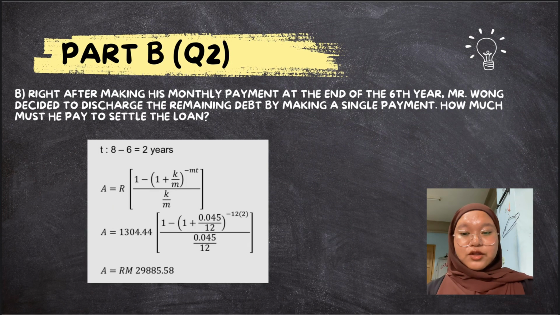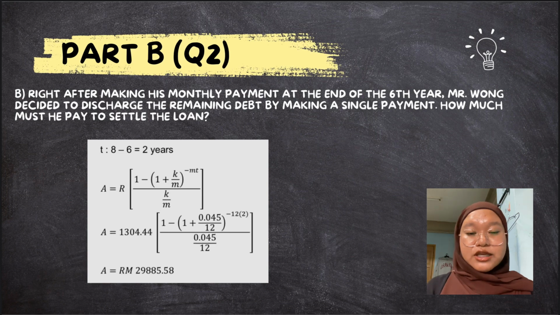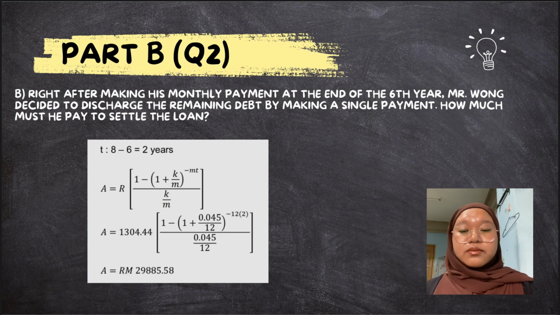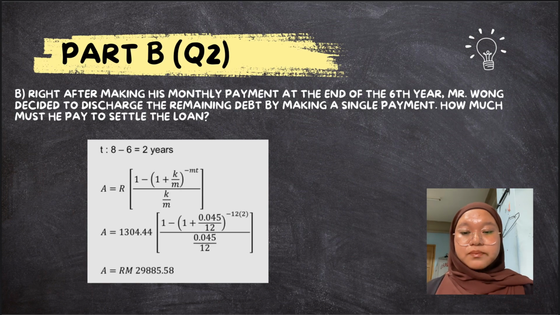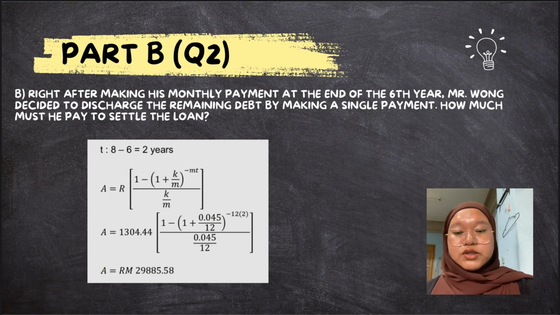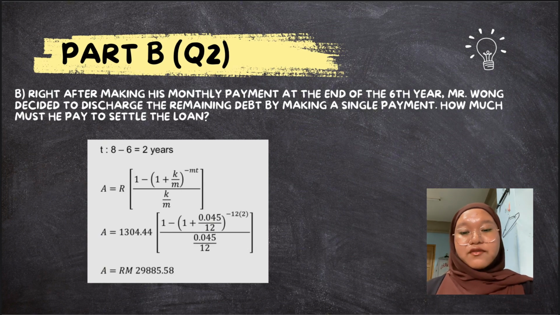For the final question, right after making his monthly payment at the end of the 6th year, Mr. Wong decided to discharge the remaining debt by making a single payment. How much must he pay to settle the loan? 8 years minus 6 years, so you get 2 years. Then you just use the formula from the previous question and you get A equals 29,885 ringgit and 58 cents.